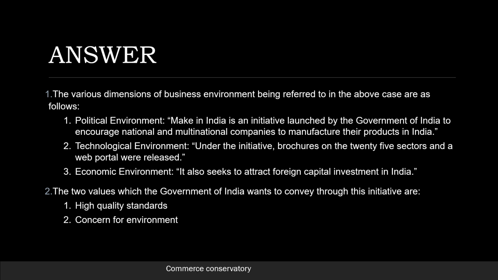Now, in a value-based question, you're supposed to write a couple of values. Always try to put relevant values. Don't write some rubbish values which have no connection to the case studies. This will not give a very good impression to the invigilator. You can now tell here that high quality standards, concern for environment, all of these. So, this gives a very nice image of your value understanding to the examiner.